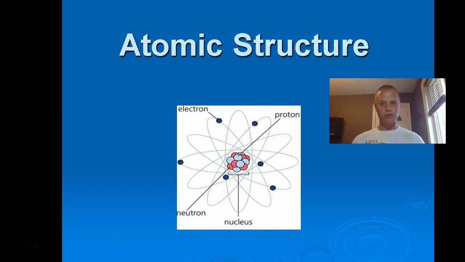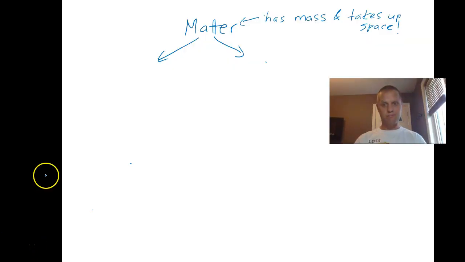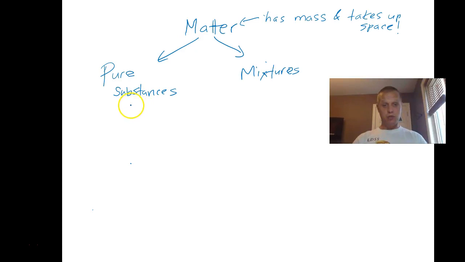Today what we're learning about is atomic structure. Now, to talk about atomic structure, what we really need to do is talk about matter. Matter is anything that has mass and takes up space. Recall for a second, how can we classify matter? Two main groups, pure substances and mixtures.